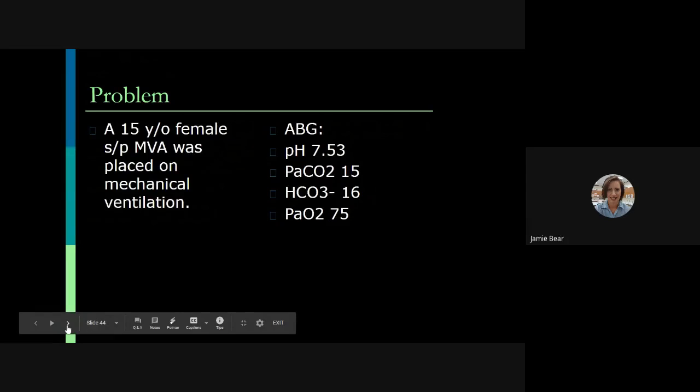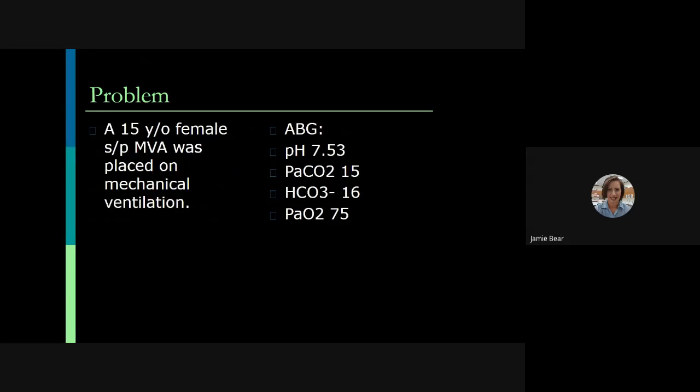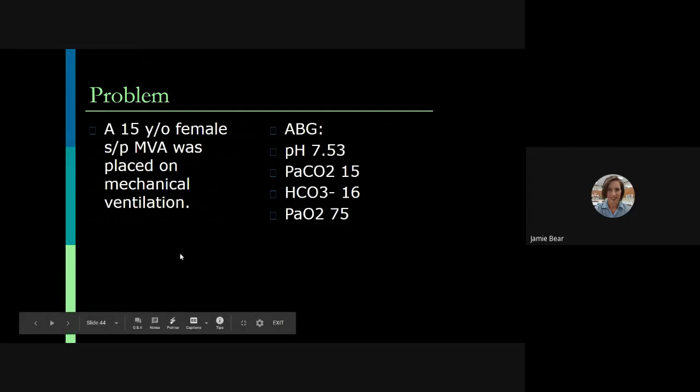A 15-year-old female status post motor vehicle accident was placed on mechanical ventilation. ABG 7.53, 15, 16, and 75. This patient has a partially compensated respiratory alkalosis with mild hypoxemia.